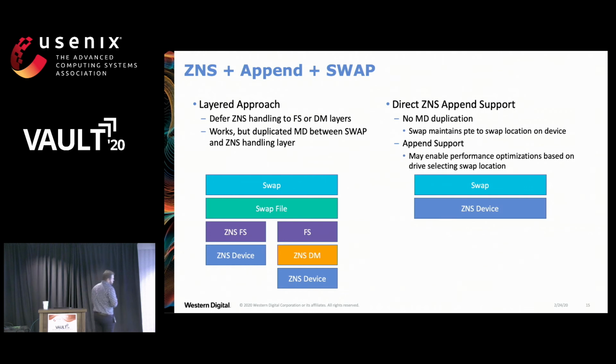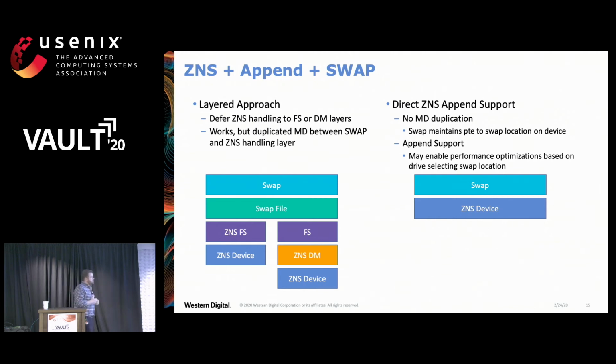Normally, in the traditional layered approach, you have the swap subsystem and the swap file. The swap file is going to be on a file system. Then the choice is between a ZNS file system or a conventional file system, and then the ZNS device. Or in the other case, we have a ZNS device mapper, like DM-Zoned, or something else we're working on called DM-SWAP, which does the same kind of thing for SSDs. And then the ZNS device.